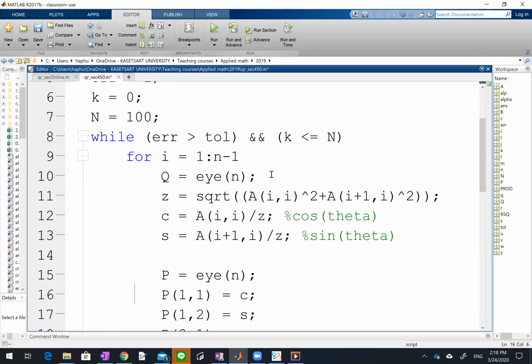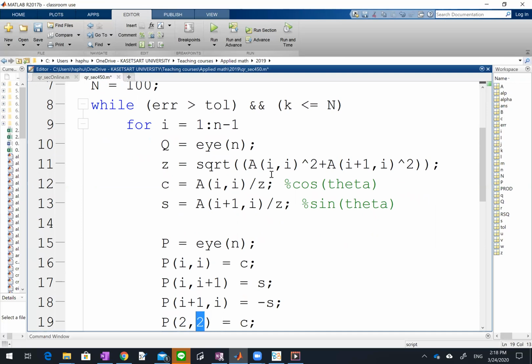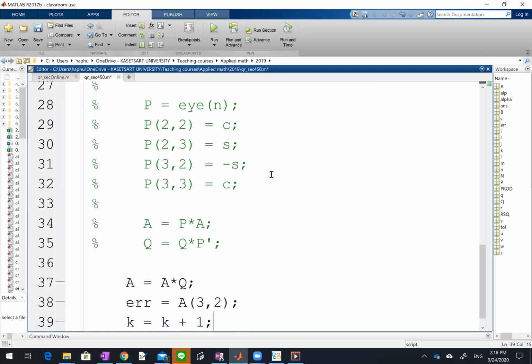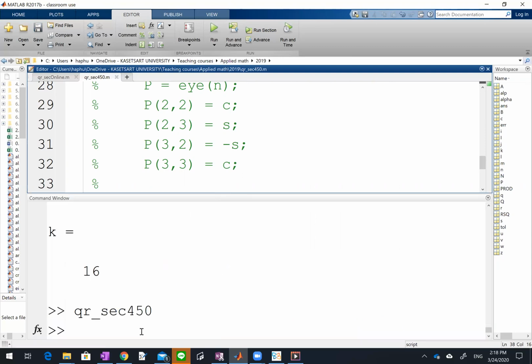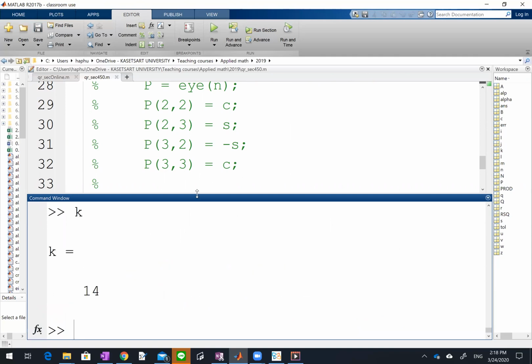And this is going to be I plus 1, I plus 1, I. And this is going to be I plus 1 and I plus 1. Okay, so if I have this code, then I think I should be able to do it. Okay, run it. Alright, so again, my A is going to be like that, and I'm running the code 14 times.